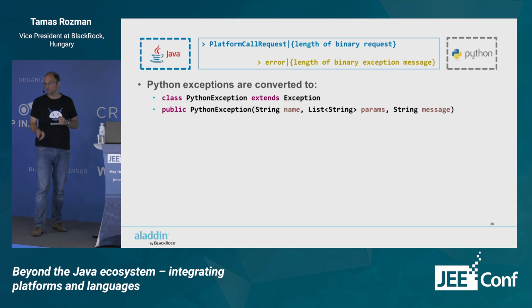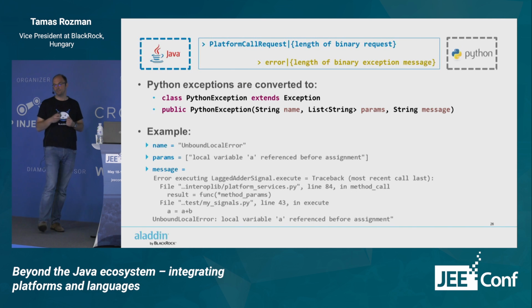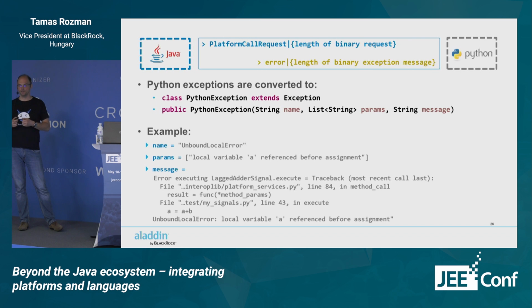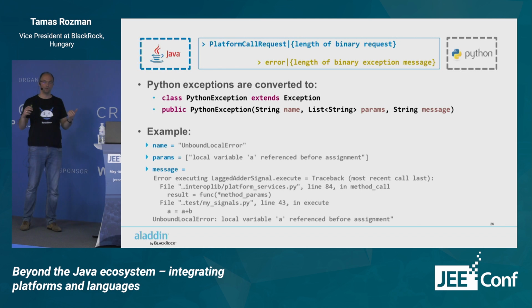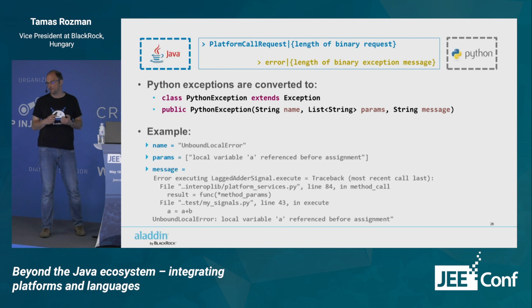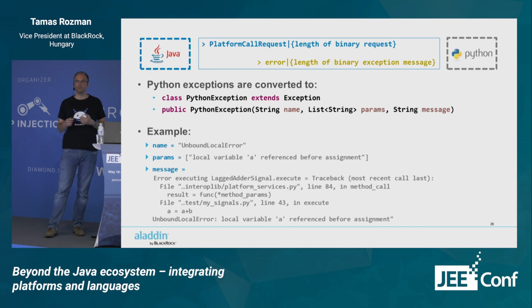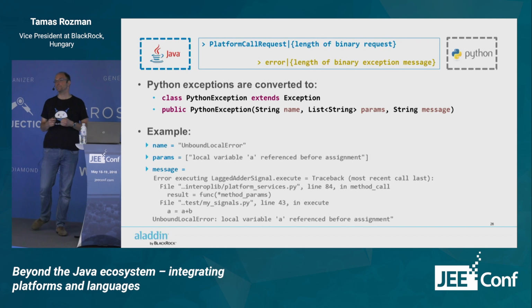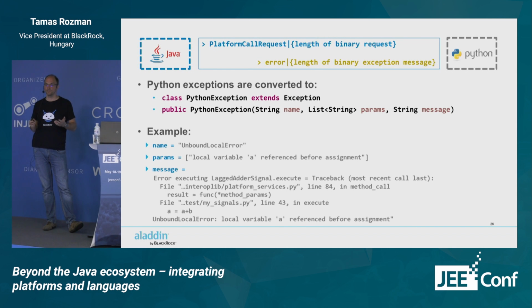An example case can be that the name is, for example, UnboundLocalError. This means that one of the variables is not really defined. It says which parameter contains the actual location, so the local variable that is referenced, and we have the full message, the full stack trace from Python. So this is quite handy, because on the Java side, if we get any error, we see it in a proper exception message.